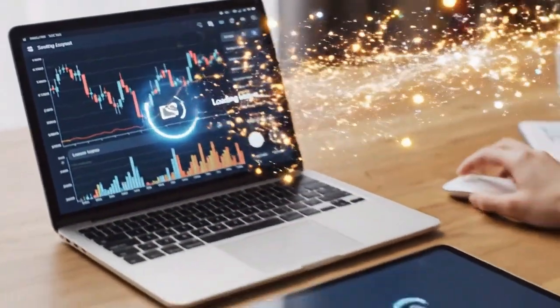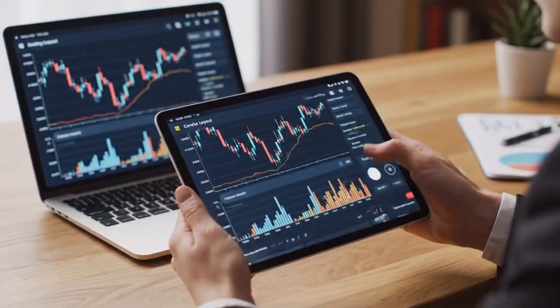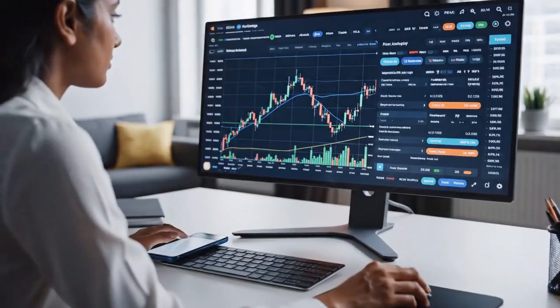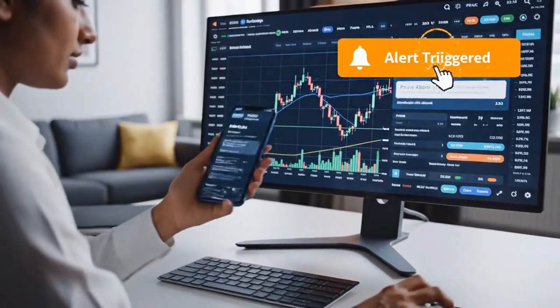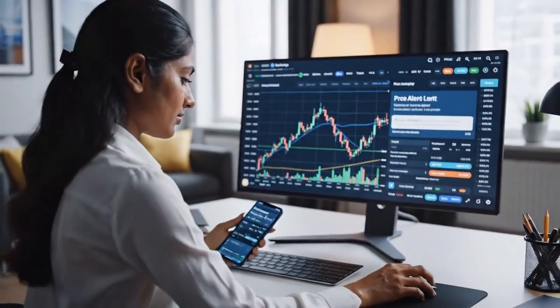Save your chart setup once, then load it on any device. Your workspace stays consistent everywhere. Set custom alerts on indicators, drawing tools, or price levels, and get notified on desktop, browser, or mobile.